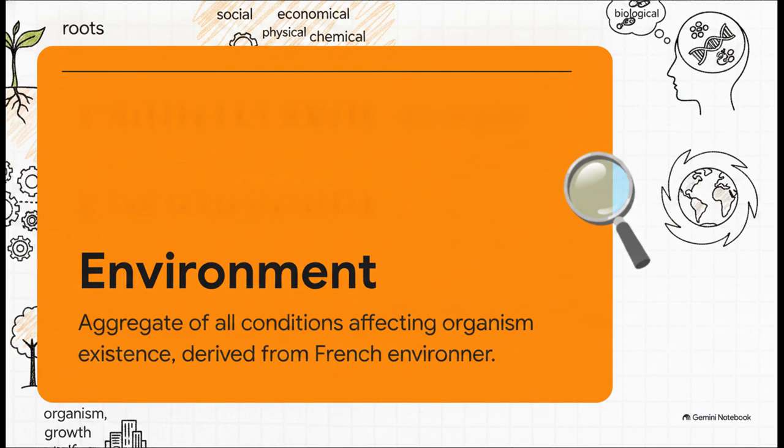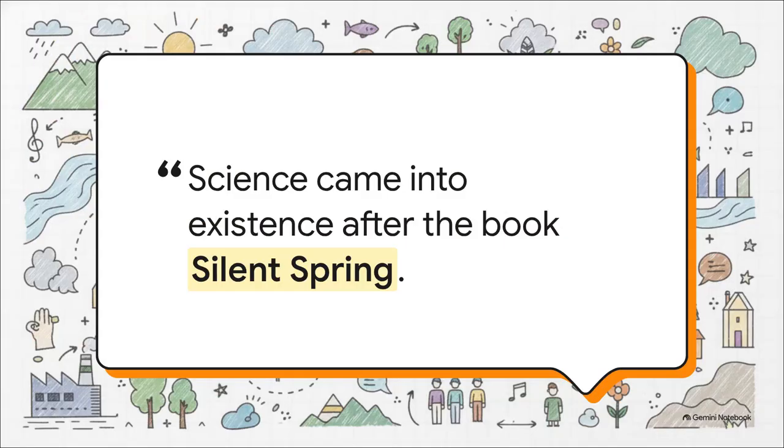The term environment was actually coined by a German biologist named Ernst Haeckel. Now, if the name Ernst Haeckel sounds familiar, it's because he's the father of ecology, so it's kind of a big deal in this space. The root of the word itself comes from the French word environner, which simply means surrounding. So it's the aggregate of all conditions, social, economical, biological, physical, chemical, that affect the existence, growth, and welfare of an organism.